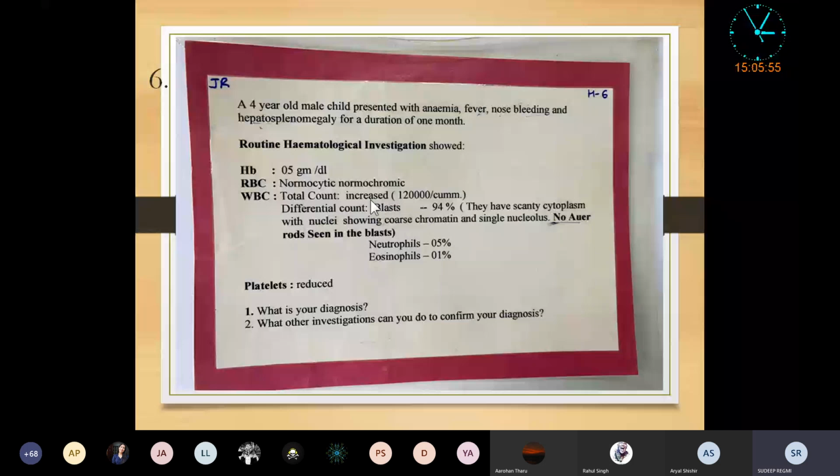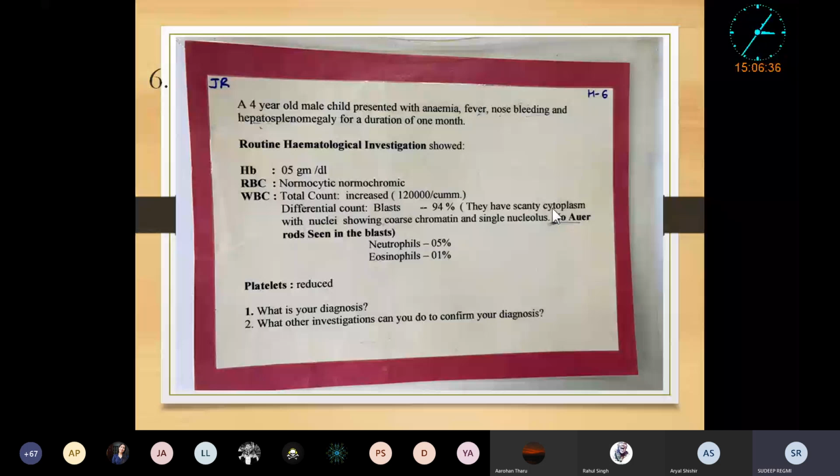Now, after acute leukemia, we should classify whether that is AML or ALL, means acute myeloblastic leukemia or acute lymphoblastic leukemia. And here the morphology of the blast is given. They have scanty cytoplasm with nuclei showing coarse chromatin and single nucleolus, and no Auer rods are seen. So this indicates towards the lymphoblast. If they had moderate amount of cytoplasm and multiple punctate nucleoli or prominent nucleoli with granules in the cytoplasm and Auer rods, then it would be a myeloblast.